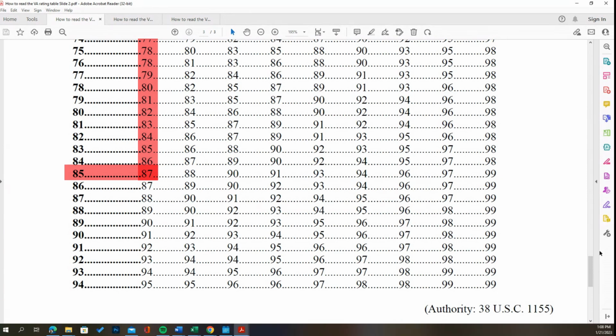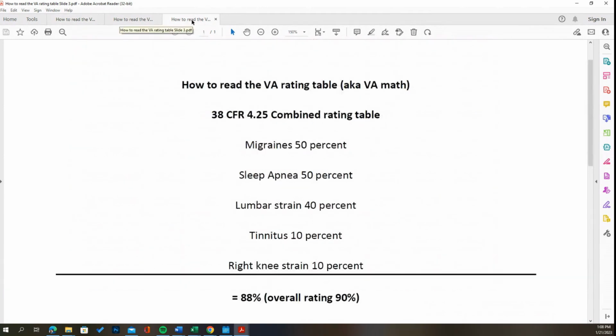So when you have more than 2, when you find that percentage, you have to take that number and go back over to the left side like I did with the 85% and add the 10% in this scenario for the right knee, and that gives you 87%. All right, now let's keep going here.